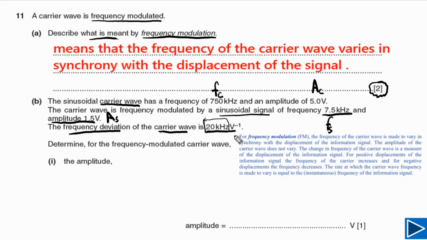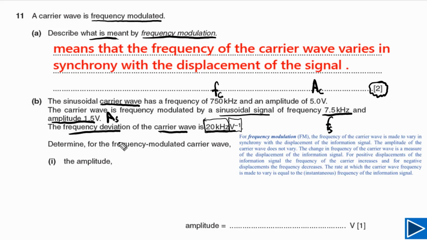It means how much the frequency of the carrier wave will change depending on the amplitude of the signal. So if the amplitude of the signal changes by 1 volt, the frequency of the carrier wave will change by 20 kilohertz. If the amplitude is positive, the frequency of the carrier wave will increase by 20 kilohertz per 1 volt, and if the amplitude is negative, the frequency will decrease by 20 kilohertz per 1 volt.